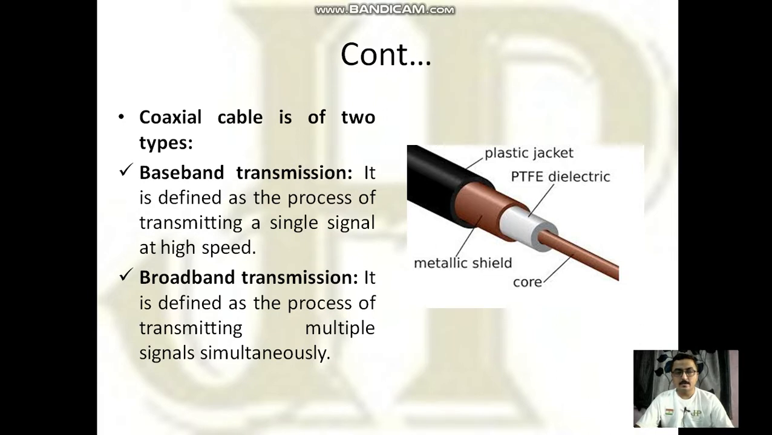Okay. Coaxial cable is of two types, baseband and broadband. What is the difference between them? In baseband, we can transmit a single signal at once, while in broadband, we can transmit multiple signals simultaneously. Okay.